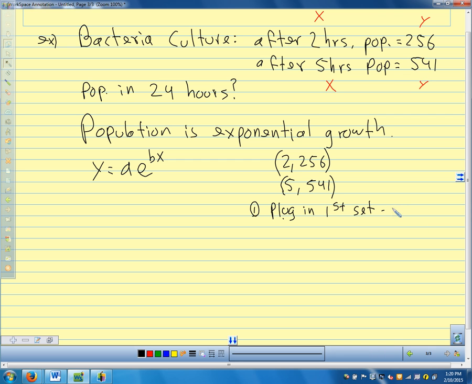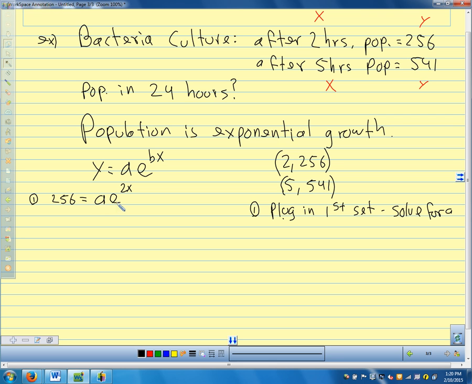And I want to solve for a. So I plug in my first set of numbers and solve for a. So I'm going to write this step here. There's step 1. So my first set of numbers, I get 256 equals a e to the 2x.